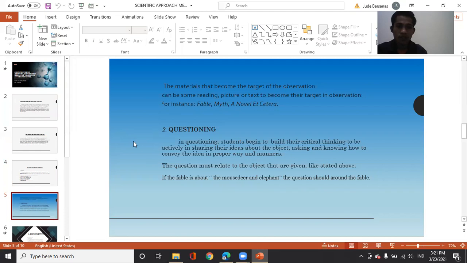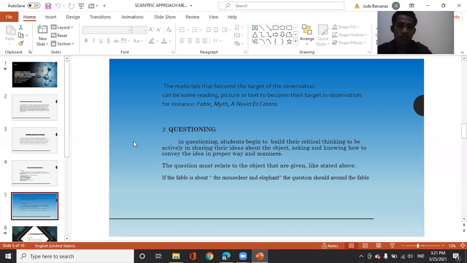The materials that become the target of the observation can be some reading, picture, or text. For instance, I have written here fable, myth, a novel, etc.